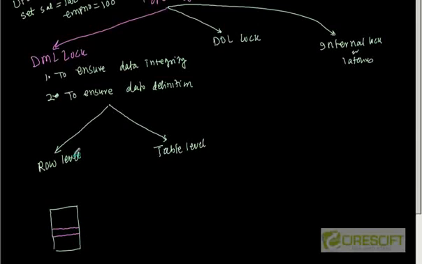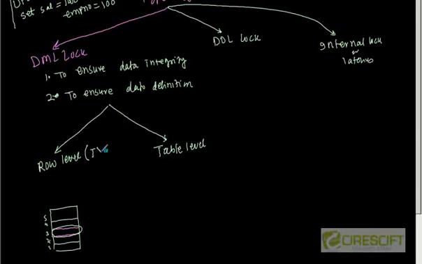Let's say this is the row, and this is the other row, and this is the other row, and so on. So rows 1, 2, 3, 4, 5. Assume that only 5 rows are there in this data block, and whenever we give this kind of statement, we are going to lock this row using a row level lock.